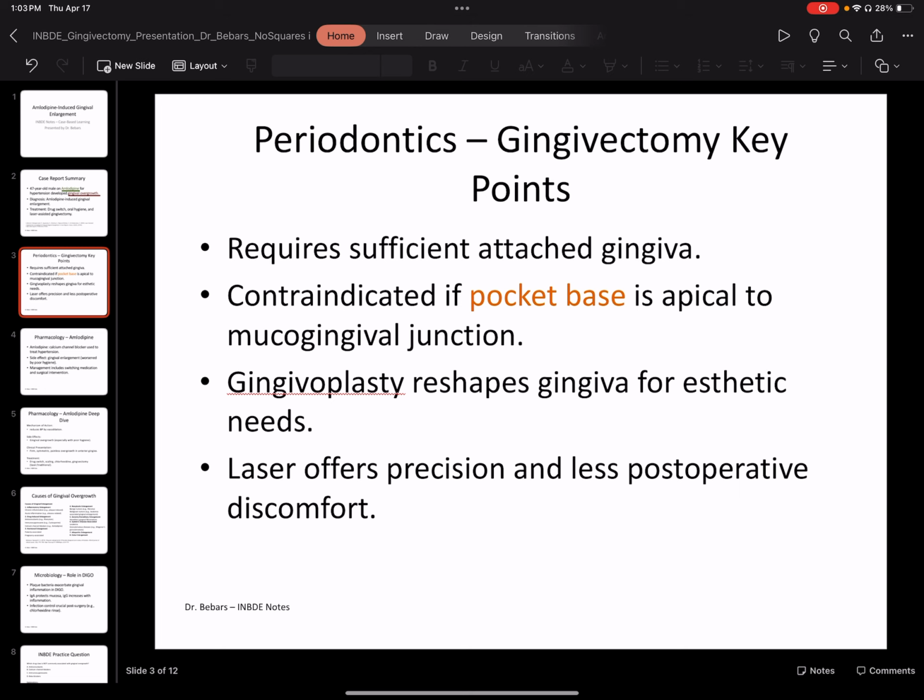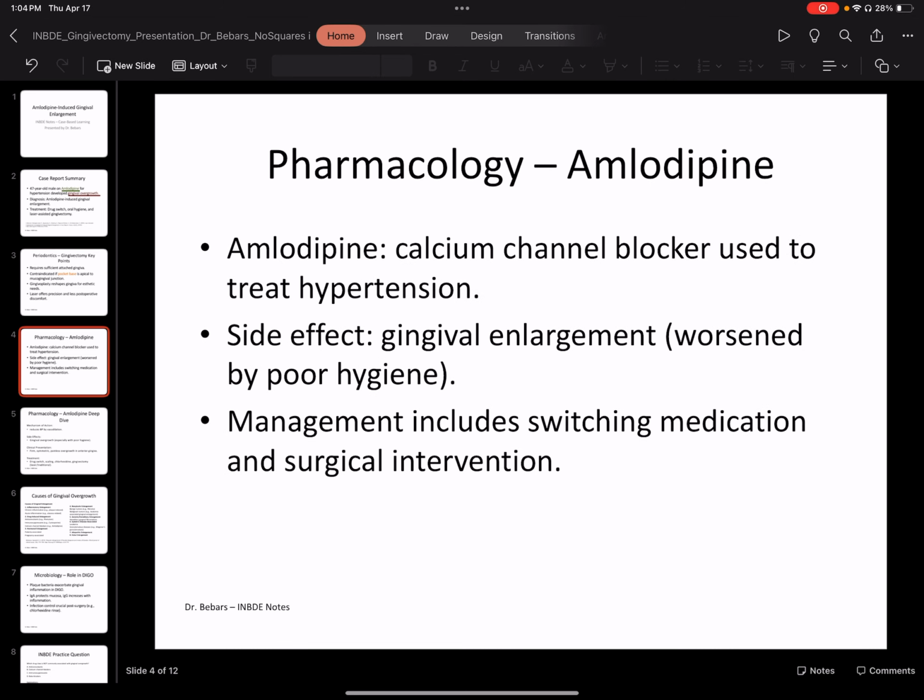Gingivectomy requires sufficient attached gingiva, and it's contraindicated if the pocket base is below the mucogingival junction. Usually, the laser option offers a precision cut and less post-operative discomfort. Amlodipine is a calcium channel blocker used to treat hypertension, and gingival enlargement is one of the side effects, and management includes switching medication, oral hygiene, and gingivectomy.